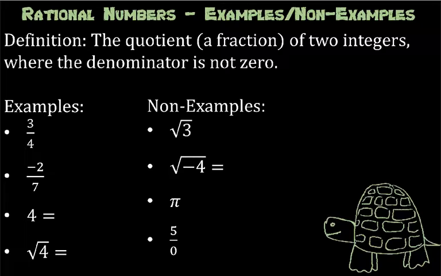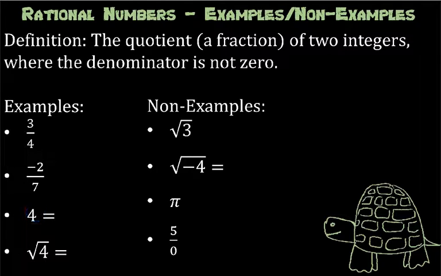All right, so rational numbers, examples and non-examples. So 3/4 is an example of a rational number. In the numerator, we have 3. In the denominator, we have 4. Those are both integers. We have -2/7, -2 in the numerator, 7 in the denominator, both integers.